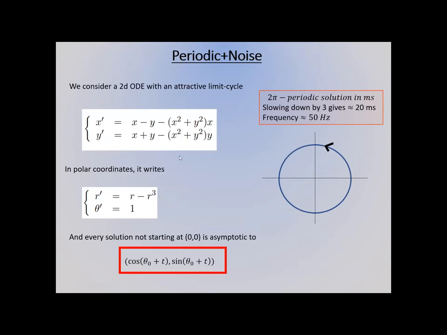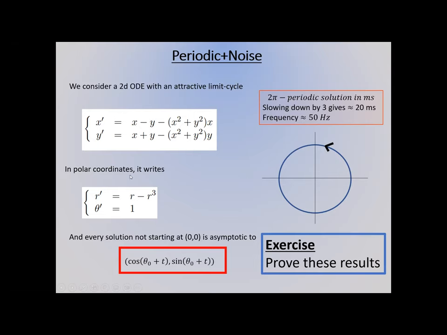We start with this very simple system. And so this system, when you go to, for example, polar coordinates, it gives you that. And so if you do nothing, we'll have a 2π periodic solution asymptotically. But if you want to work in gamma, you can just slow down the speed by 3, which gives you, roughly speaking, 50 Hertz. So I propose you to prove this thing. Can you prove that asymptotically the solutions of this system is that?